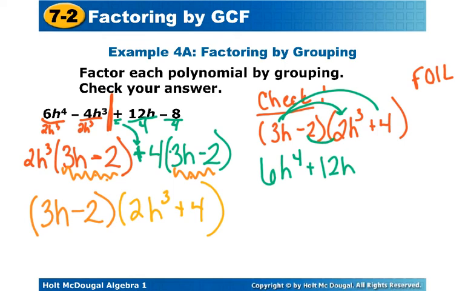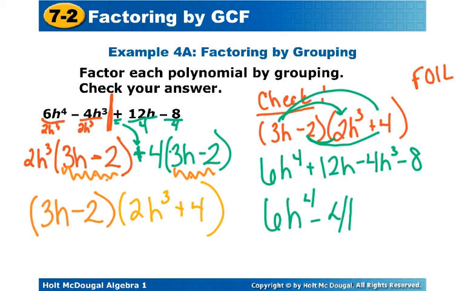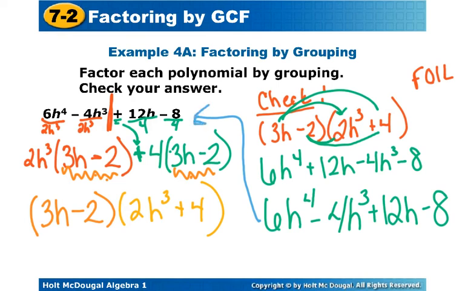Negative 2 times 2h cubed is negative 4h cubed. And negative 2 times 4 is negative 8. And then just rewriting it in standard form, you would have 6h to the fourth minus 4h cubed plus 12h minus 8. And then looking at what I originally started with, they are the same exact thing. So I know I did it correctly.